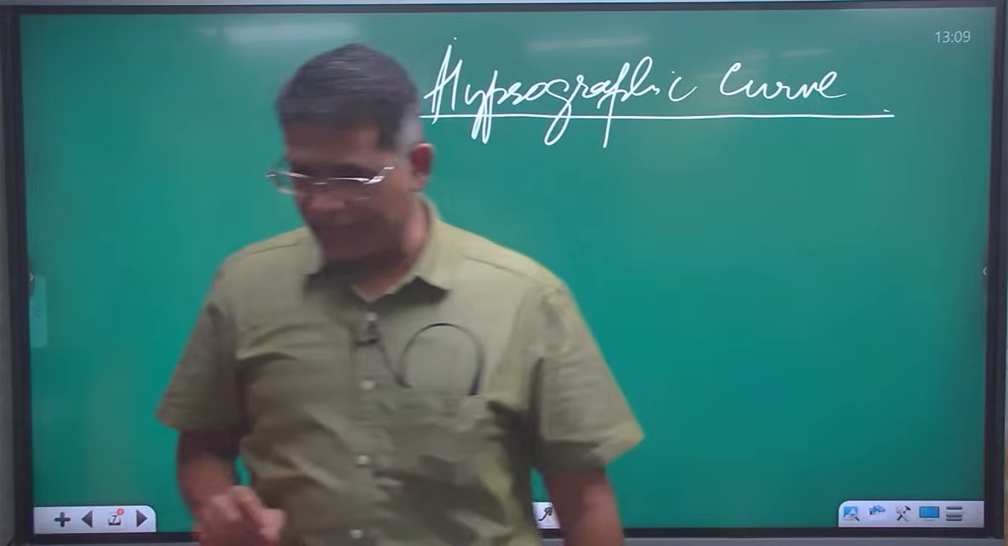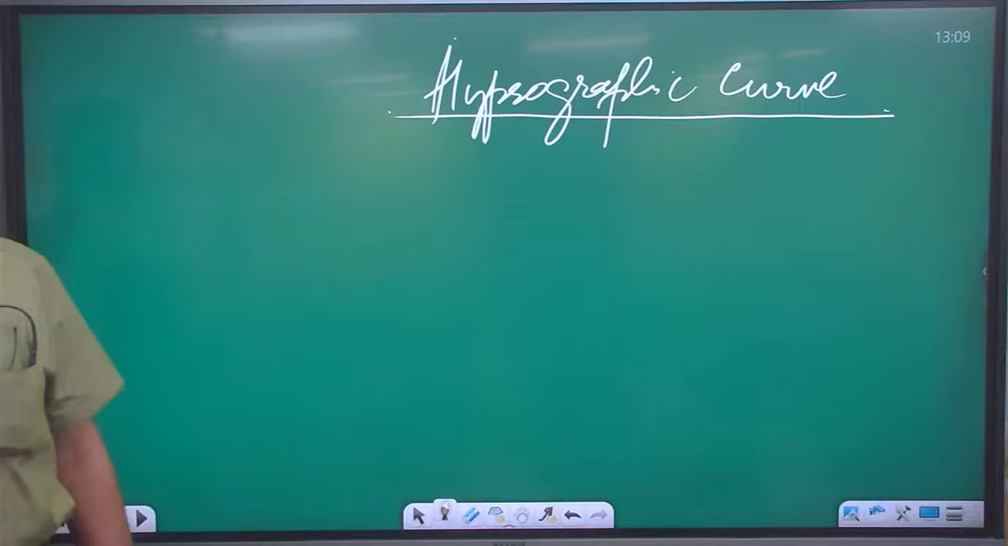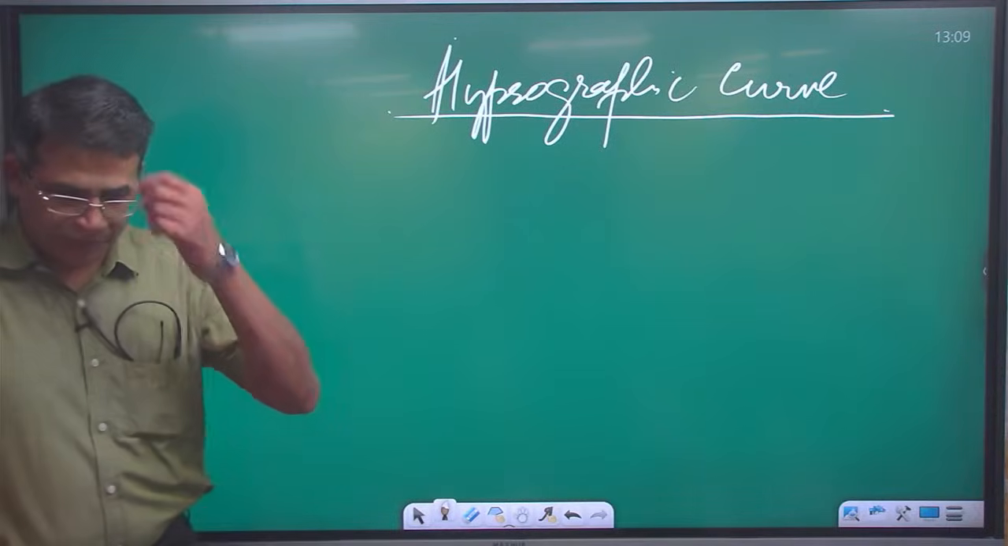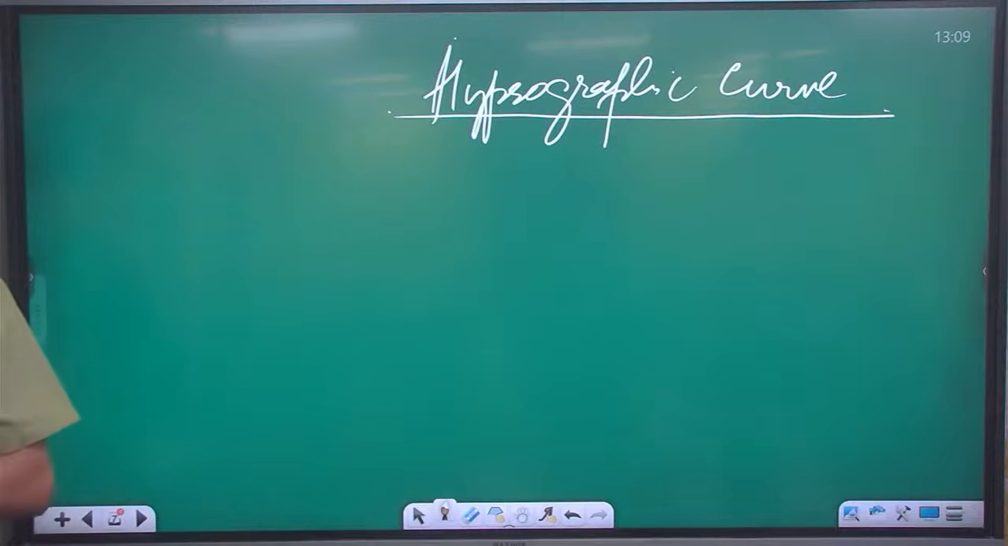There are two lines for you to write. Hypsographic curve: it is a graphical representation of the proportion of the Earth's surface at different elevations.